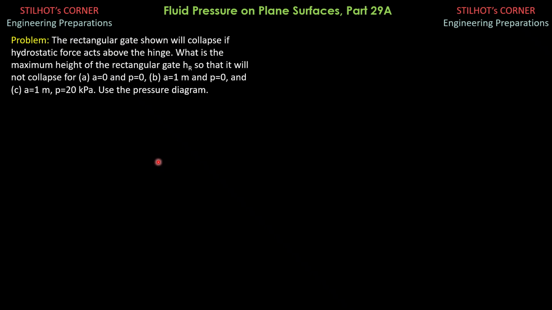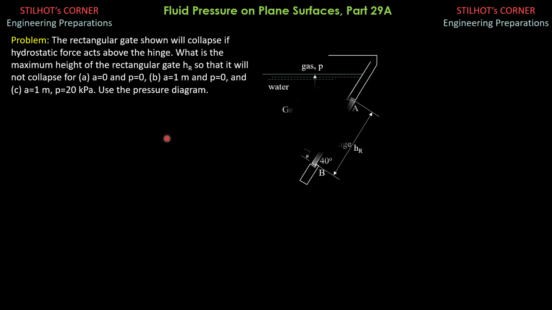So here we go. This is the problem. The rectangular gate, as shown, will collapse if the hydrostatic force acts above the hinge. What is the maximum height of the rectangular gate HR so that it will not collapse? For A equals 0 and for P equals 0 for part A.